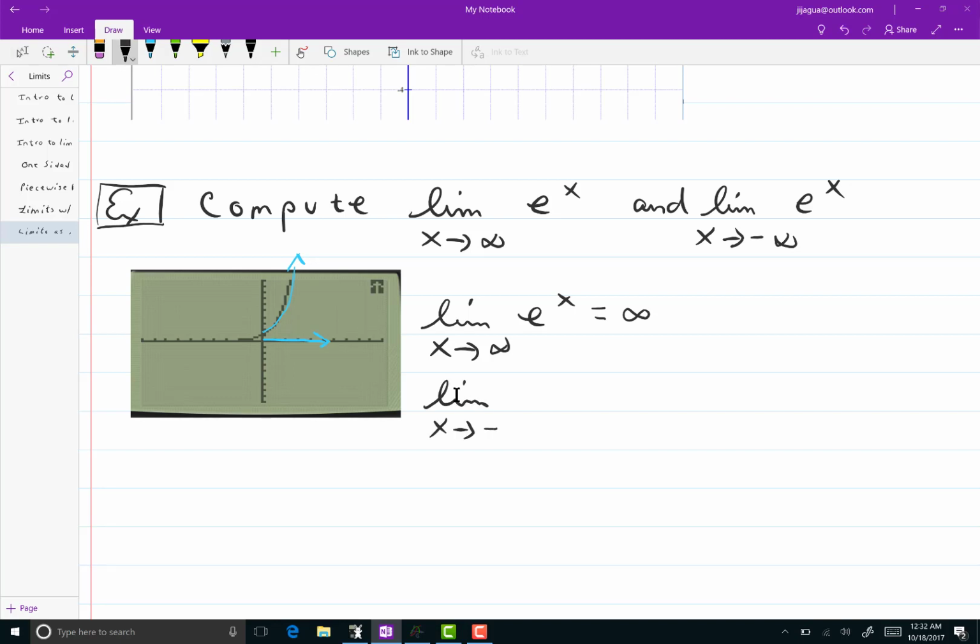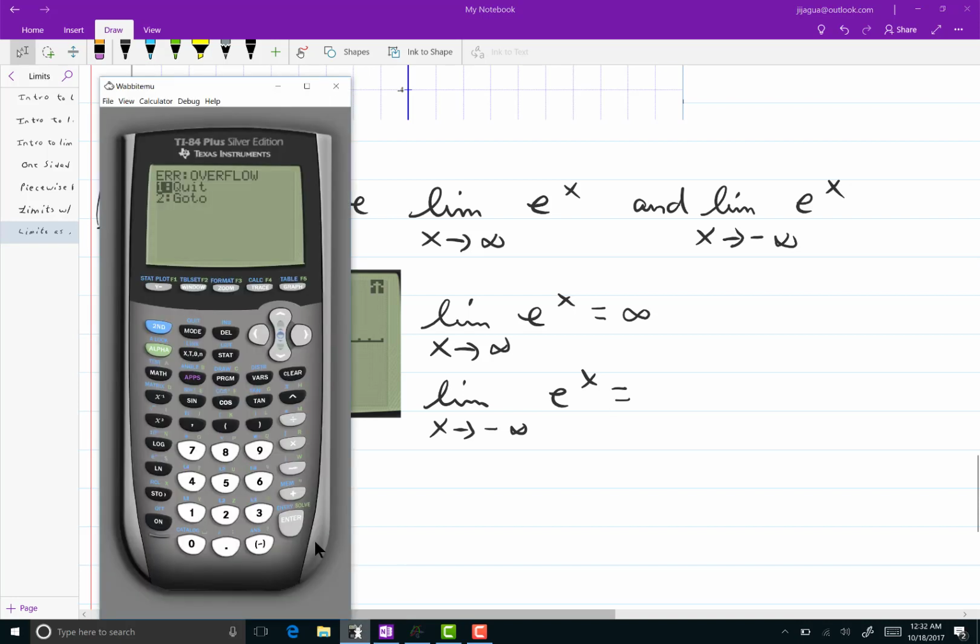All right, now let's move on to the limit as x goes to negative infinity of e to the x. From the graph, you can see it kind of dies down to the left. Let's get out of that thing.